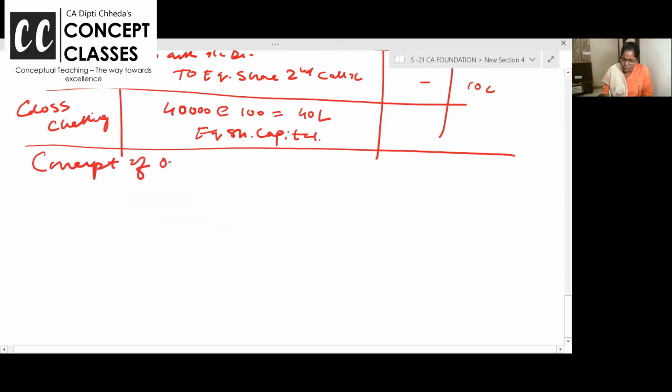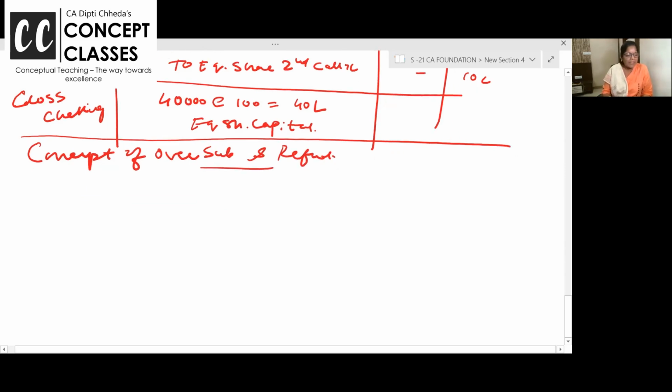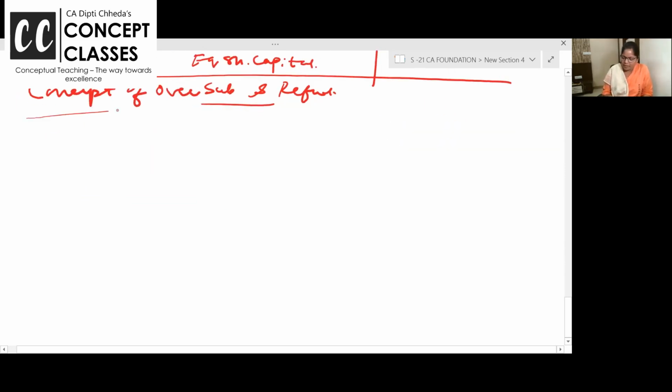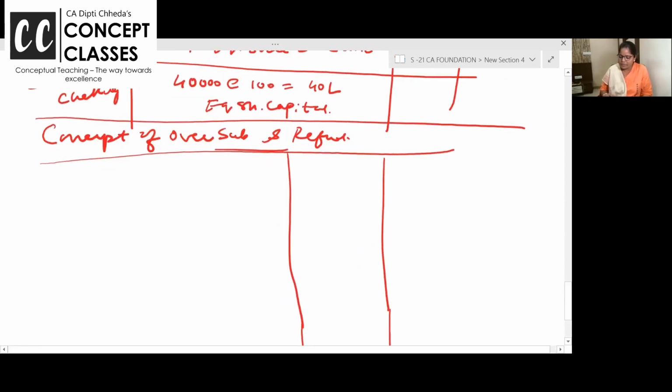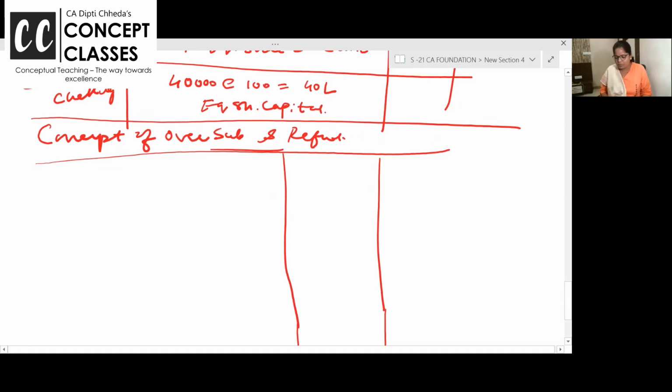Concept of oversubscription and refund. You're refunding the money which is oversubscribed. This time no dates are there, so journal entries: particulars and amount. Let's start.